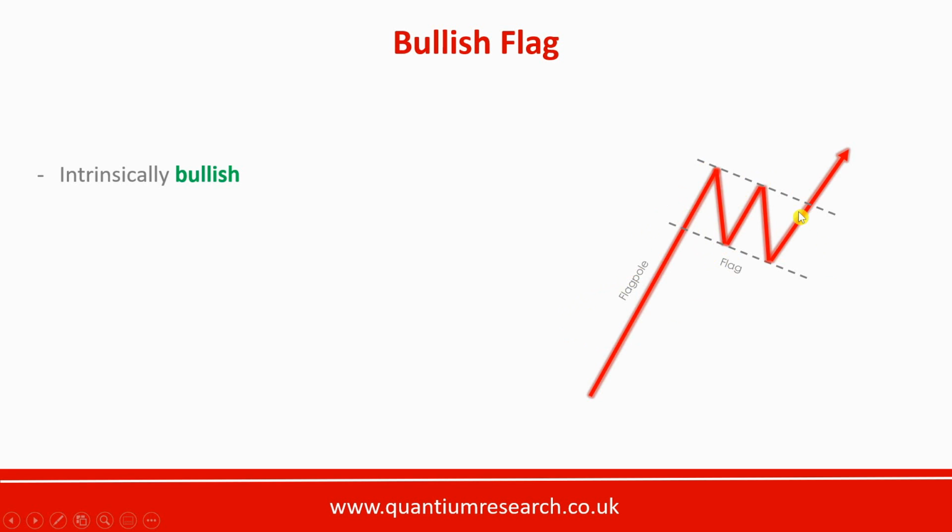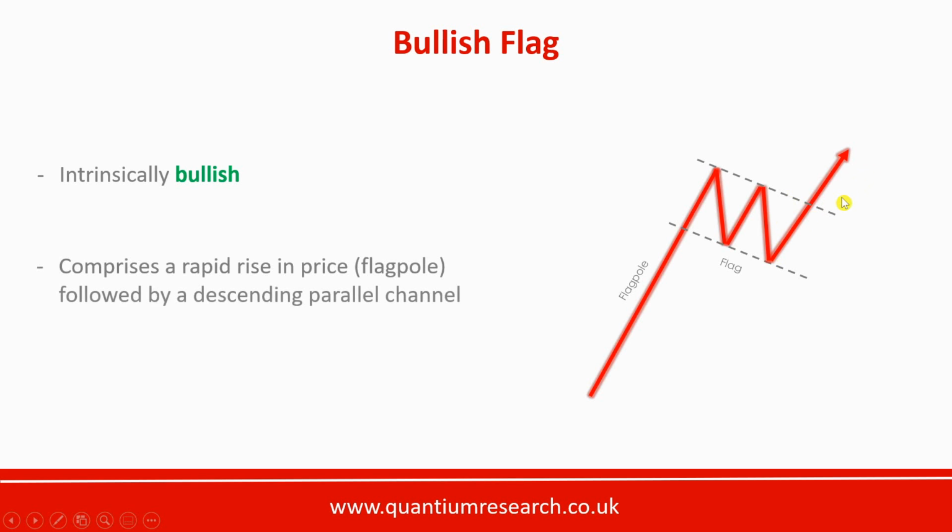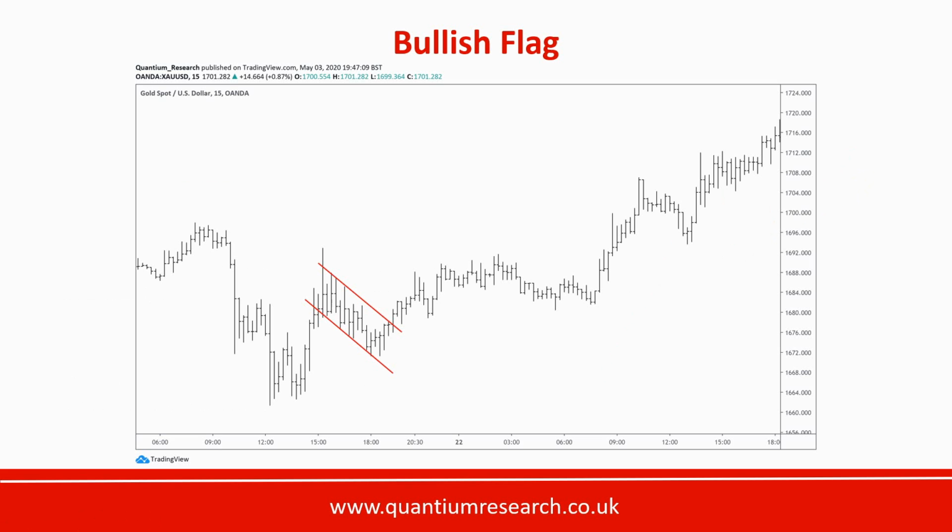This means price oscillates between two descending trend lines that are parallel to each other, and it is shown here in the diagram. If the price breaks out of the channel to the upside, the prior uptrend is expected to continue. So here is an example of a bullish flag happening in gold prices.